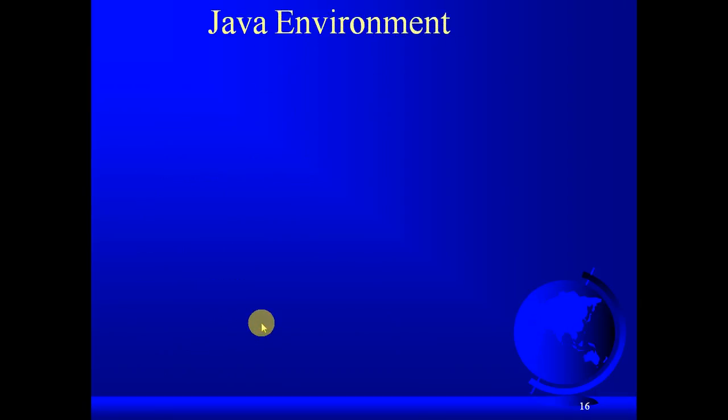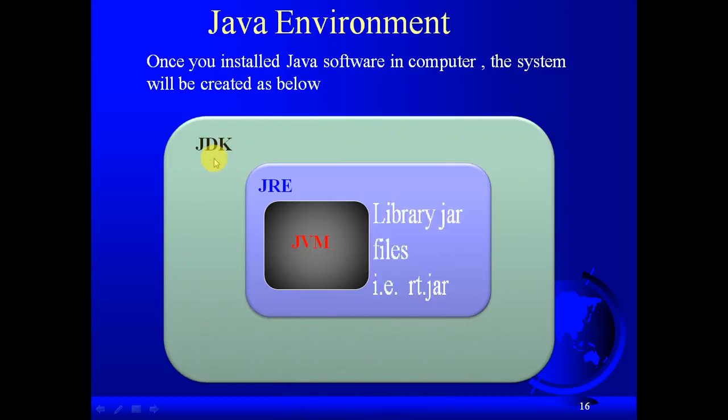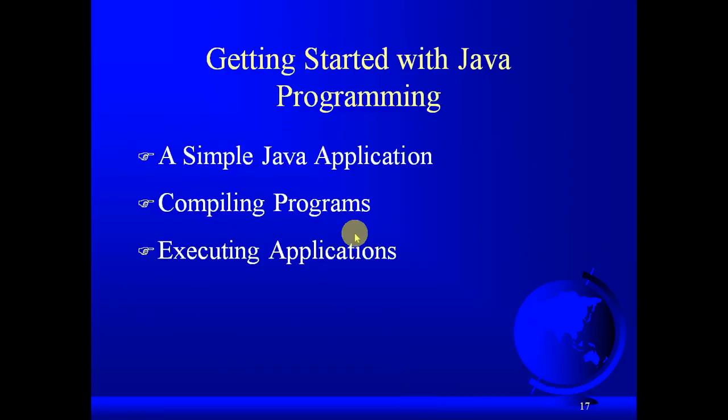As for the Java environment, I already showed that. Once you install the Java software, the runtime environment is created along with the JVM. JVM is the Java Virtual Machine, along with some jar files, to provide the runtime environment for Java. Now we will start how to write a program and how to do all those things.